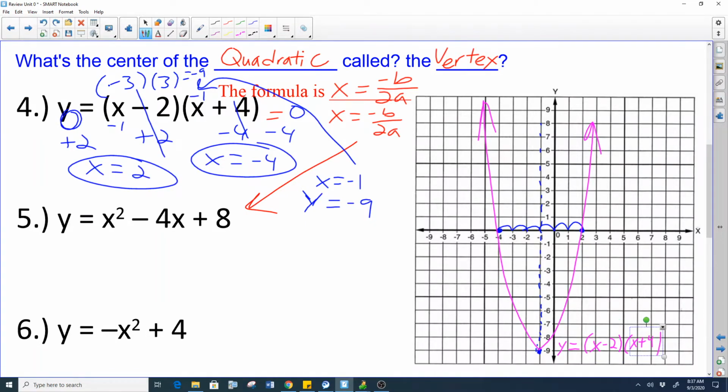Okay, so the other one now, we can use the B formula. Okay, use the B formula.